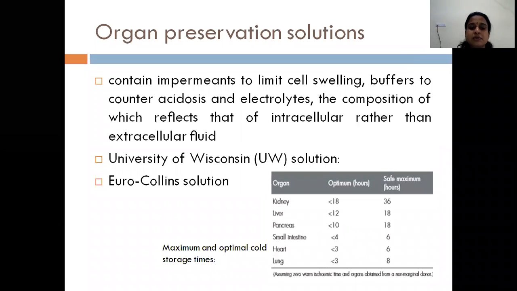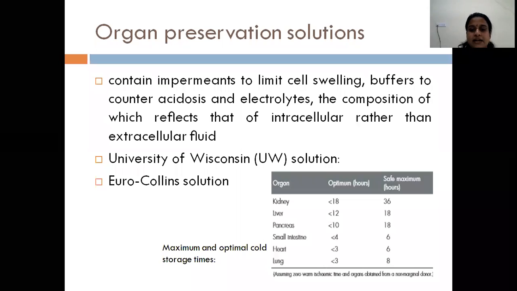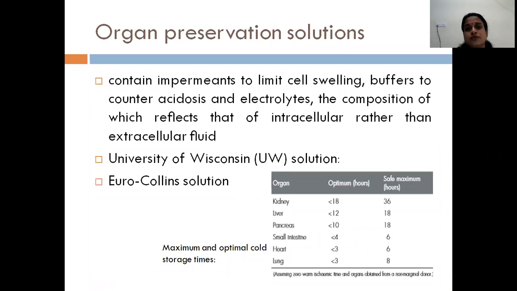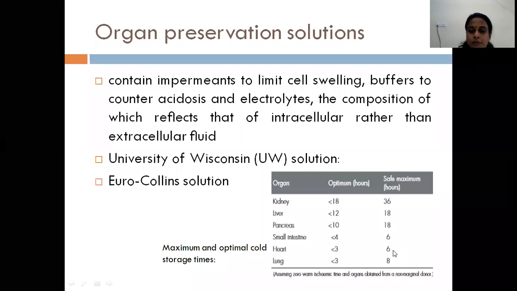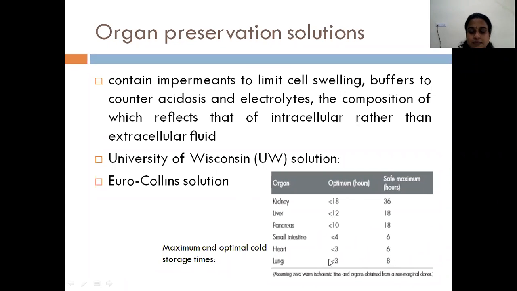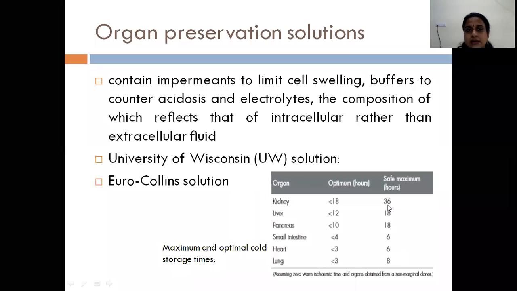So what is the maximum storage time? That is from the time the organ is removed to its transplantation. Safe maximum hours is up to 36 hours for kidney. Lung has to be immediately transplanted. It is as less as 8 hours. Optimal timings are better matched, but the safest maximum also can be kept in mind if there is distant transportation.